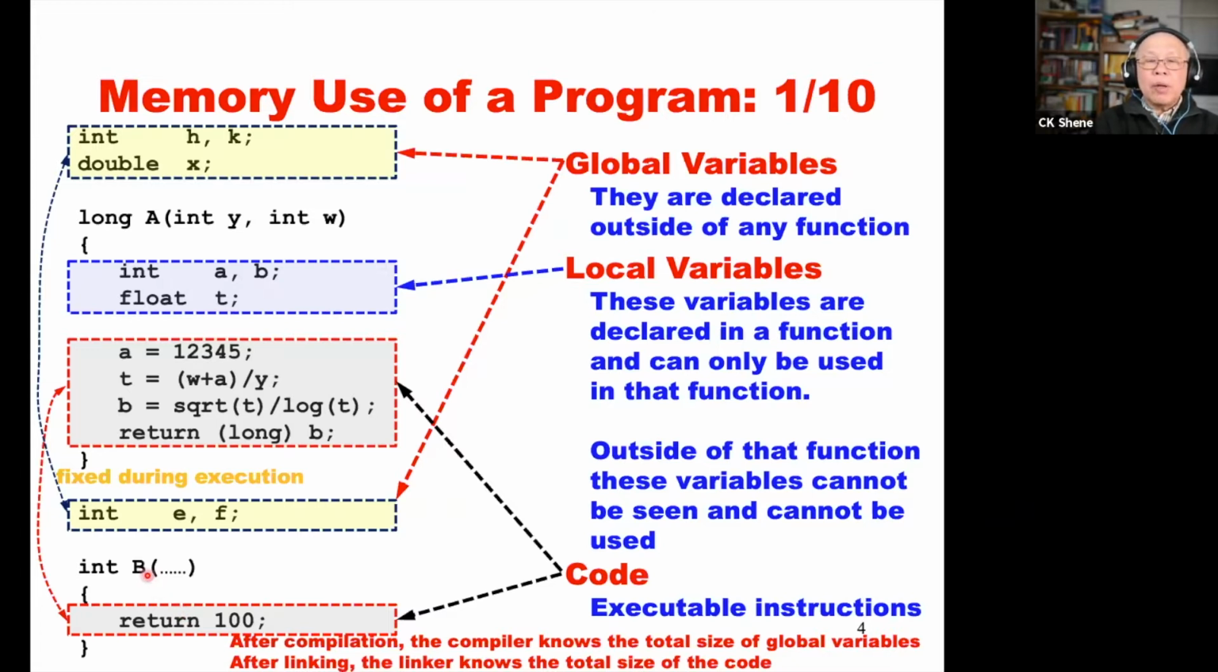But because function A is not run, the local variables in A, such as a, b, and c, will not be allocated. This will be explained later. So for this slide, always remember, after linking, the total size of global variables and the total size of the instructions are known. The sizes of these two sets of items are fixed.